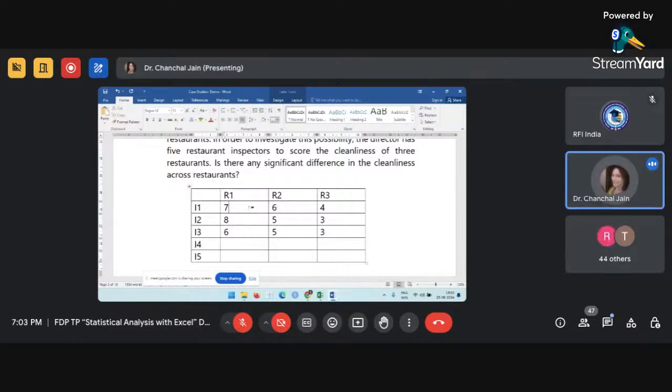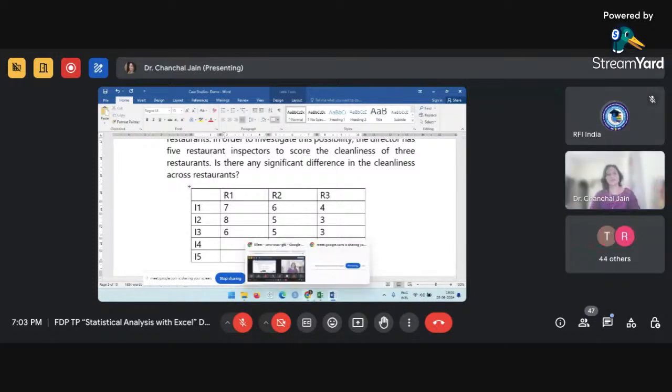But if you are considering both the variables here, type of restaurant and the various inspectors, in that case you should go for the two-way. Two-way, obviously. Thank you, ma'am. I hope it is clear to everyone. Yes, ma'am.